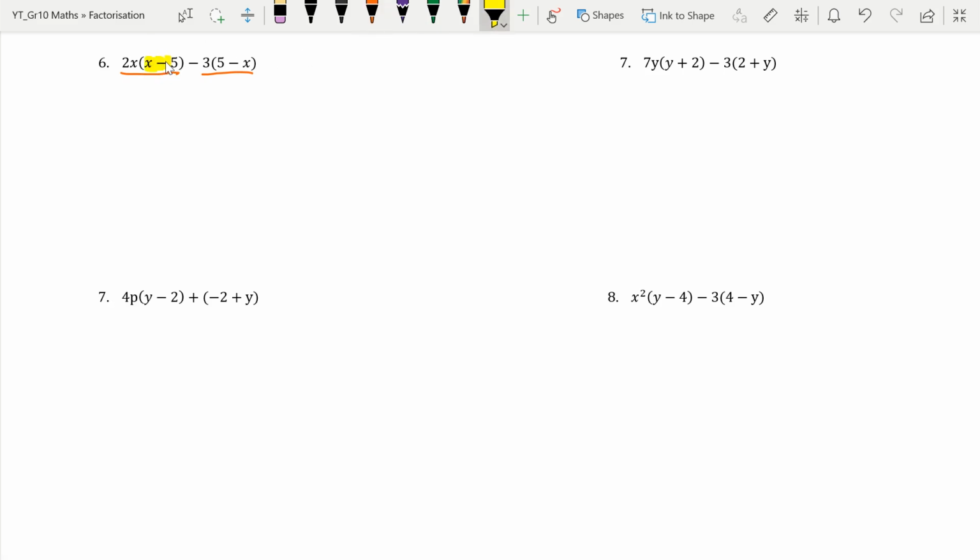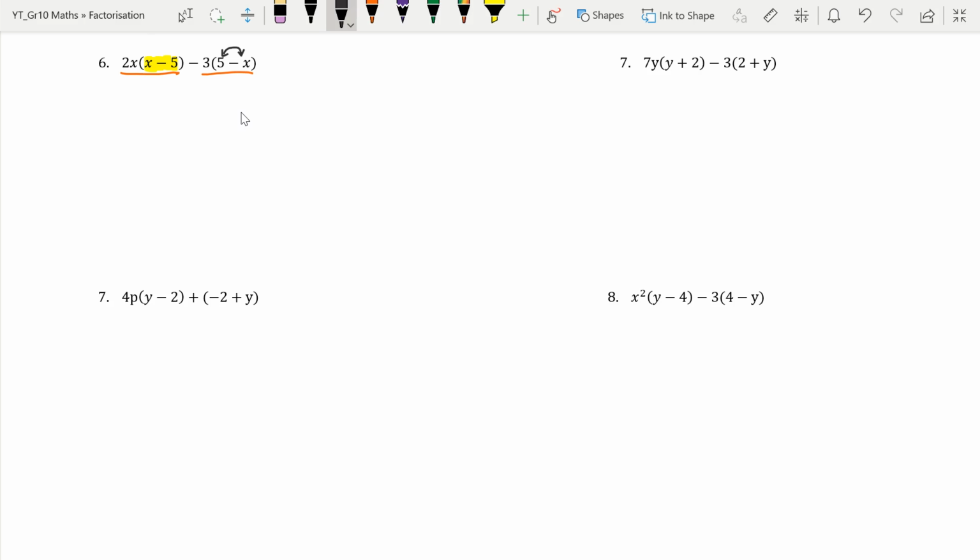We can see that that bracket over there is x minus 5. And for the second bracket, we can see, okay, but wait a minute, if I can just swap those two around, then I am going to have a common bracket. But we can't just swap things around. We need to make sure that it is mathematically sound and that we're not changing the sum. We're just rewriting it in a different way that suits us.